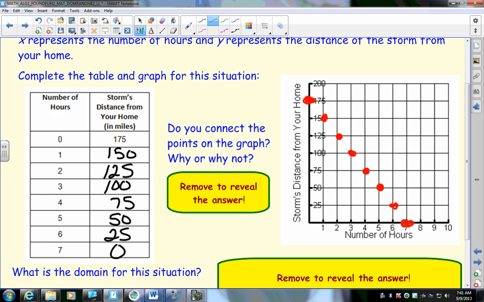Because it's saying from 0 hours to 7 hours, the storm is getting closer. Does it automatically jump like from 175 miles to 150? Like poof, like magic, like Wizards of Waverly Place, right? Just poof. No, it gradually gets closer and goes through every little bit. So is that discrete or continuous?